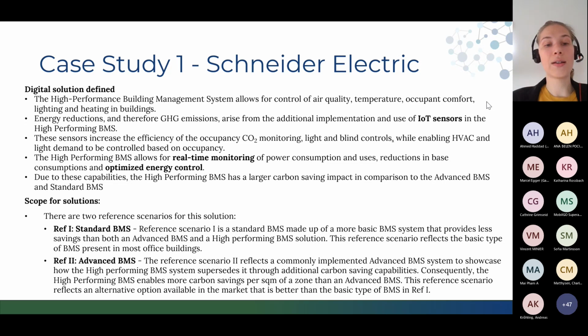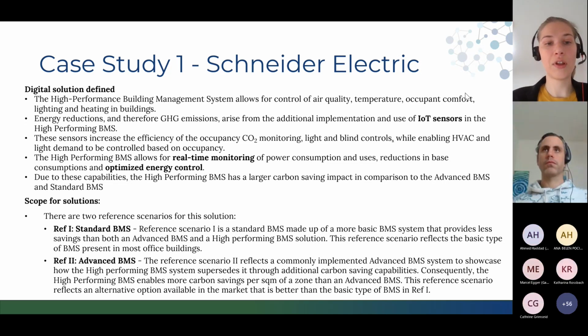And then the second scenario that we're comparing the digital solution against is an advanced BMS system. This essentially supersedes the savings of the standard BMS system, but there are still differences compared to the high-performing BMS system, and consequently the high-performing BMS system enables again more carbon savings per square meter than this advanced BMS system.